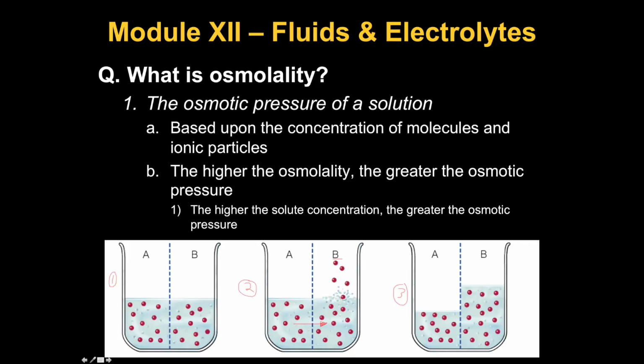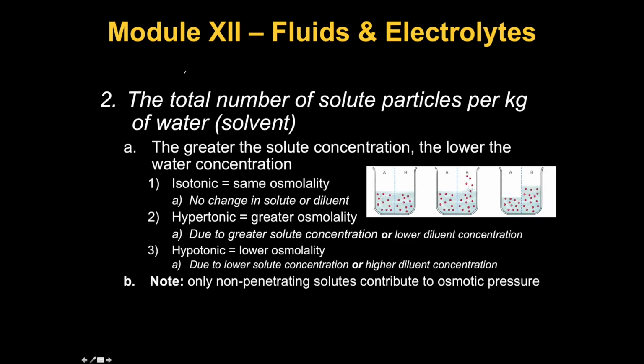And this again is because of the solute concentration. So if we increase the solute concentration, that is going to increase the osmotic pressure, and therefore you're going to pull more water into that particular compartment. The important concept to remember here is that the total number of solute particles per kilogram of water is going to determine fluid distribution. So the greater the solute concentration, the lower the water concentration. If you put more sodium in a given solution, you're going to have a lower water concentration.